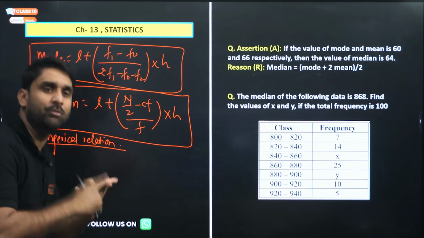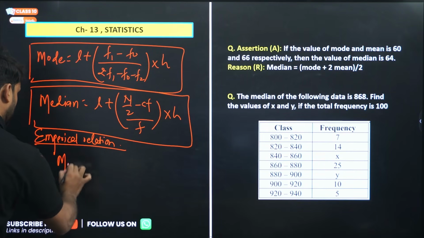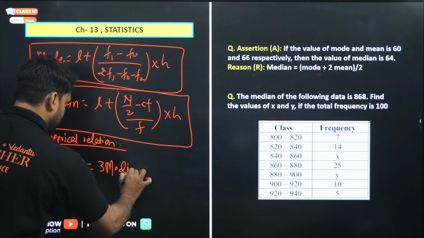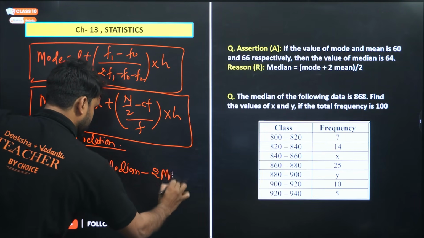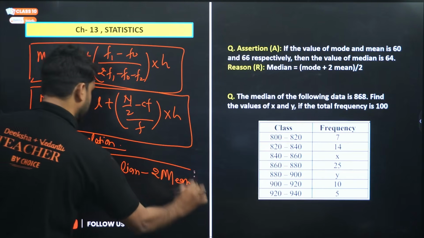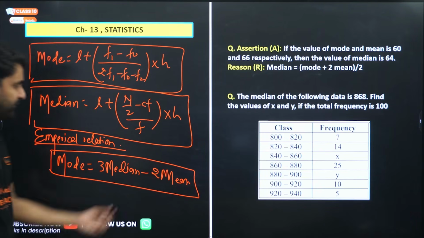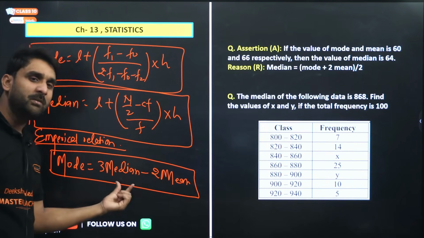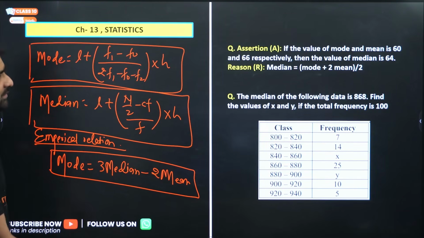This formula and the empirical relation between mean, mode and median. And there is a very quality formula: Mode is equal to 3 median minus 2 mean. This formula we use to get the mean, mode, median relation. If you know the mean and median, you can find out the mode. If you know the mode and median, you can find out the mean. So this is a very important formula.